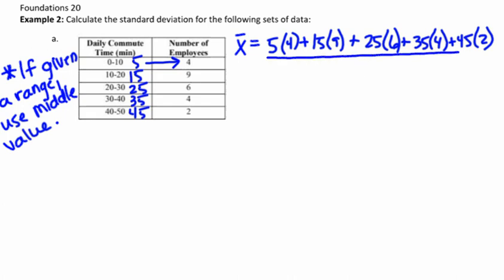Divided by, now our number of terms is not just 5 here. How many different employees are there? So 4 plus 9 plus 6 is 19, plus 4 is 23, plus 2 is 25. So there's actually a total of 25 employees here. That's what we're going to be dividing by.